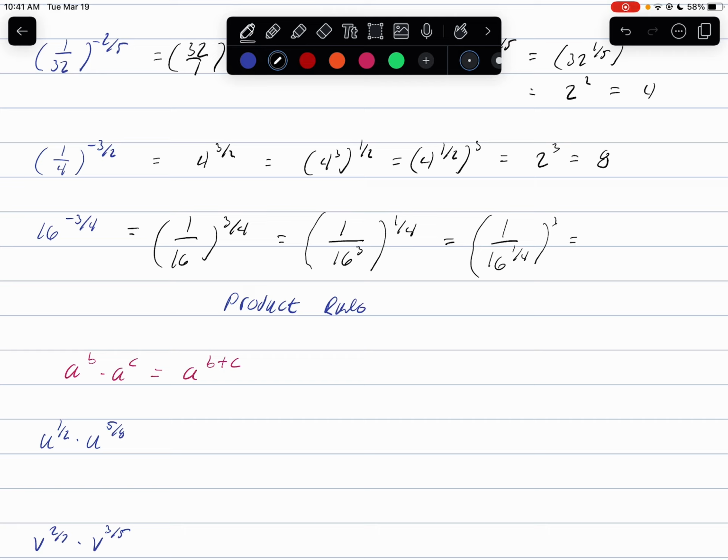So the fourth root of 16 is just going to be 2, since 2 to the fourth is just 16. So we're going to have 1/2 cubed, and 1/2 times 1/2 times 1/2 is just 1 over 8.